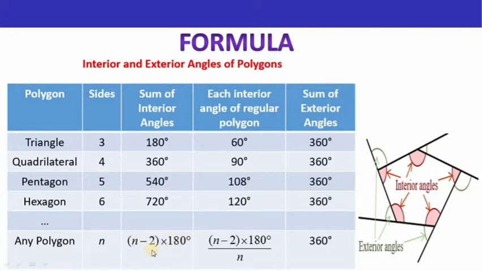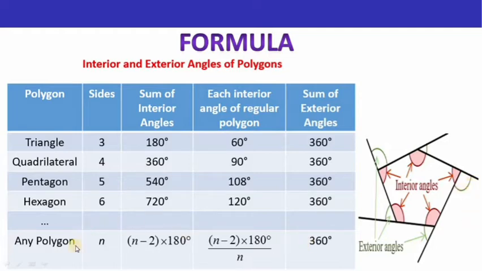Now let's see what we mean by the exterior angle. As you can see from the figure, these angles are called the exterior angles. The ones which are marked with green are exterior angles.